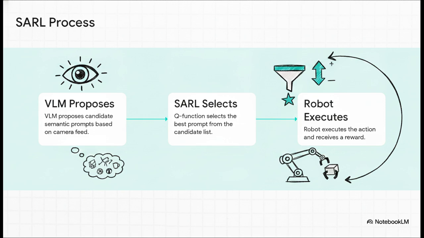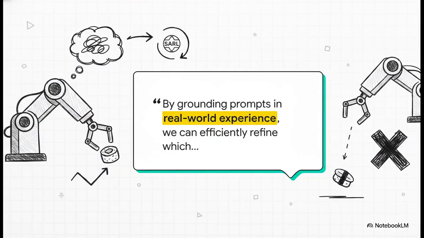And third, the robot physically executes the action and receives a reward based on whether it got closer to the goal. It's this continuous, self-improving trial and error loop happening right there in the semantic space. The source text gives us this fantastic quote. By grounding prompts in real-world experience, we can efficiently refine which of them actually lead to success.